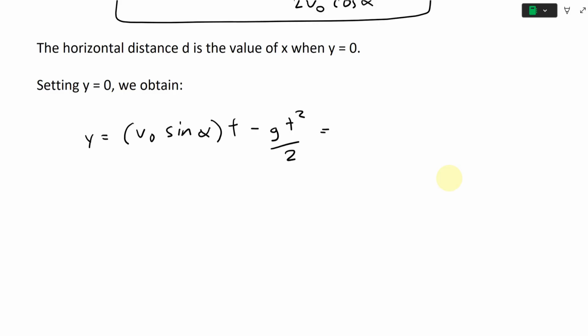And now set this equal to 0. So that's when it's equal to 0. Now we can cancel out one of the t's, or instead of that, I'll just factor it out. So what we're going to get is t times (v naught sine alpha minus gt over 2). This equals 0. So we have two setups.